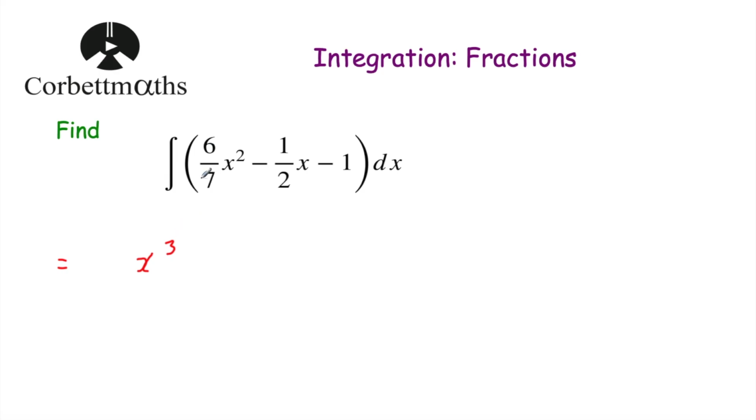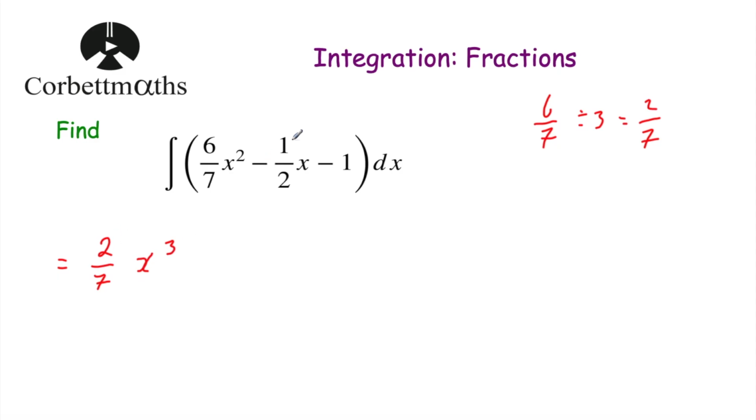Now if you've got 6/7 and you divide it by 3, that's equal to 2/7, because if you get 6/7 and you share them out equally between 3 people, you get 2/7 each. Alternatively, you can do 6/7 divided by 3 on your calculator, and that's equal to 2/7. So we've got 2/7 x cubed.